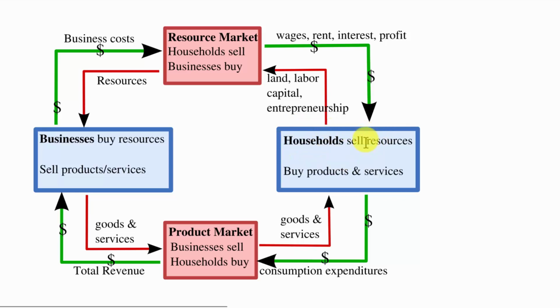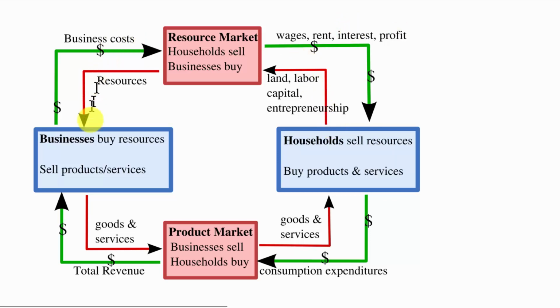Once households get the money for selling their resources, they use that money to buy products and services. So they spend this money here, consumption expenditures, in the product market where businesses are selling products and households are buying products. And that money flows to the businesses as what we call total revenue. So businesses are buying resources, using those resources to sell products and services, and then spending the money they earn from selling those goods to buy more resources, to produce more goods and services.